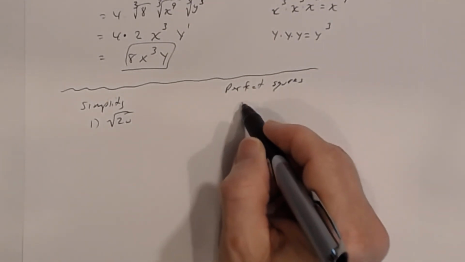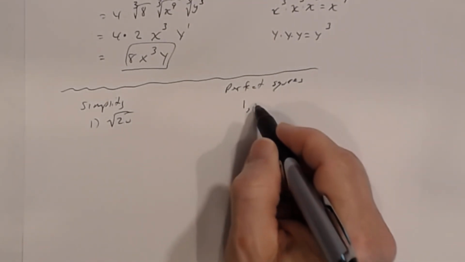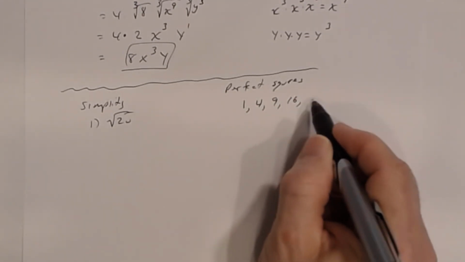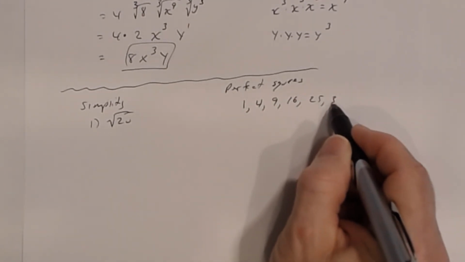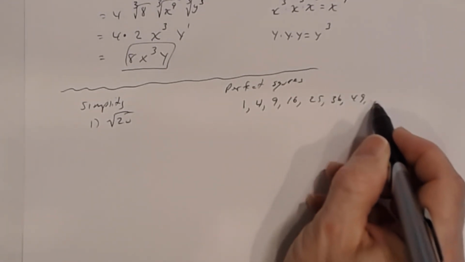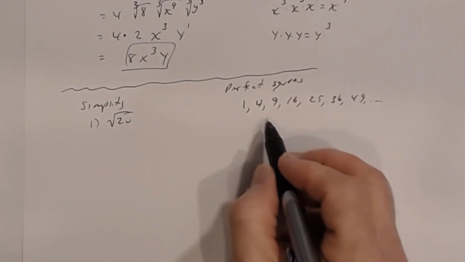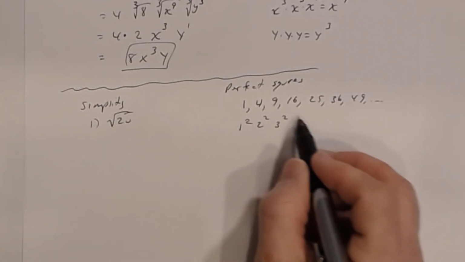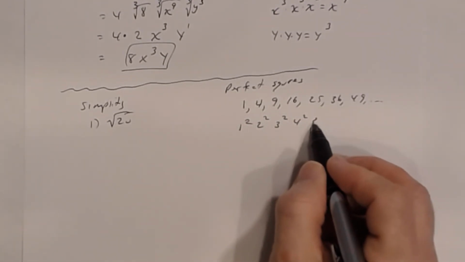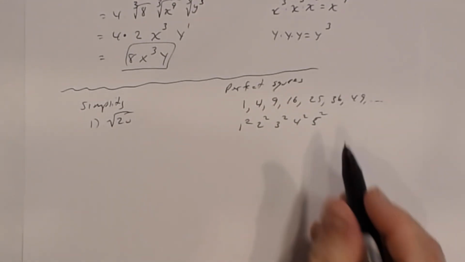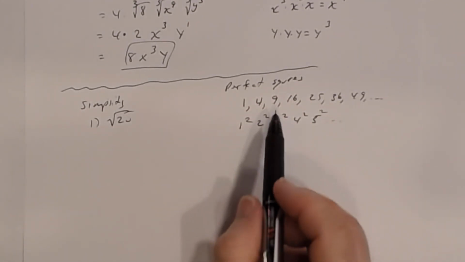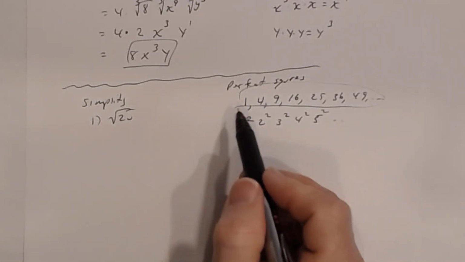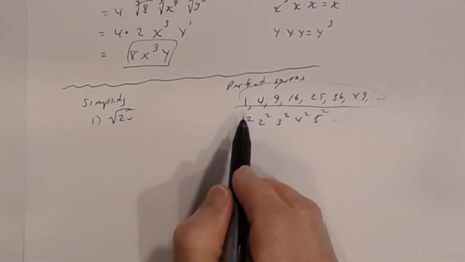So your perfect squares are 1, the next one's 4, 9, 16, 25, 36, 49, and so on. Remember how to get those. You get those by saying 1 squared, 2 squared is 4, 3 squared is 9, 4 squared is 16, 5 squared is 25, and so on.